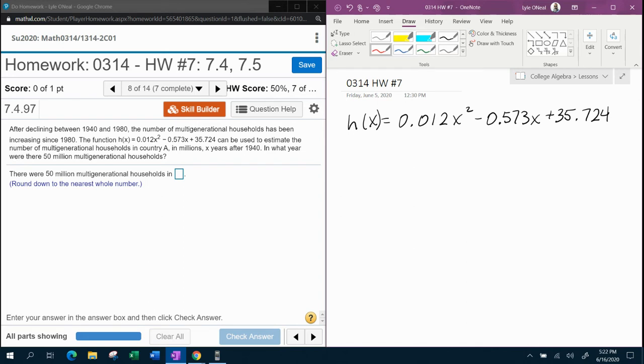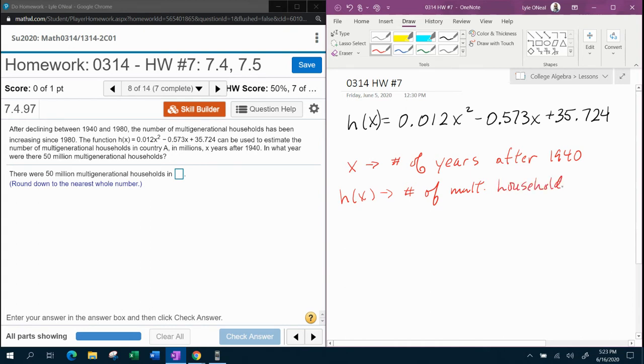Okay, so a couple of things we need to make a note of. First of all, X is the number of years after 1940. So X is time, and H of X is the number of, and I'm going to abbreviate that, multi-generational households. Okay, now what do they give me? It says there were 50 million multi-generational households. So what they have given me is H of X, and they want me to find X.